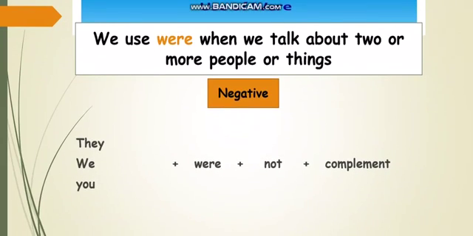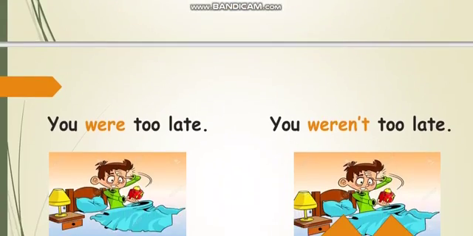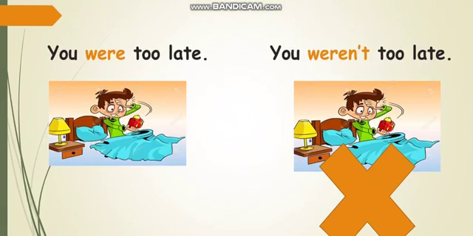In the negative, we have they, we, you, plus were, plus not, plus complement. They weren't. We weren't. You weren't. Yes, good. For example, you were too late. In the negative, you weren't too late. Repeat after me. You weren't too late.